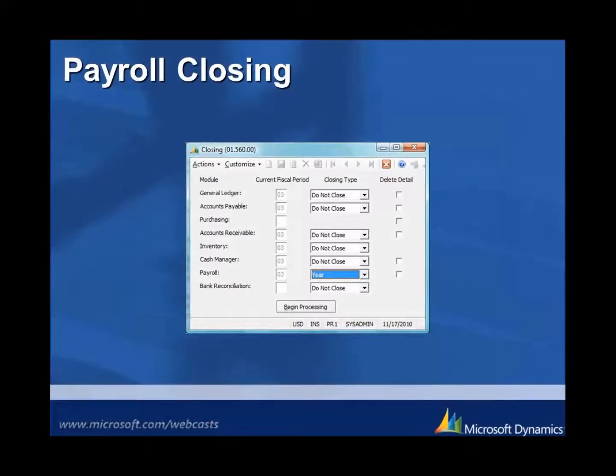Okay? And here's a screenshot of an example of the closing screen. This one actually is showing you that even though our current fiscal period is 03, we are closing for the year for payroll. That will move payroll into fiscal period 4, but it will move it into calendar year 2003. Or, I'm sorry, 2013.